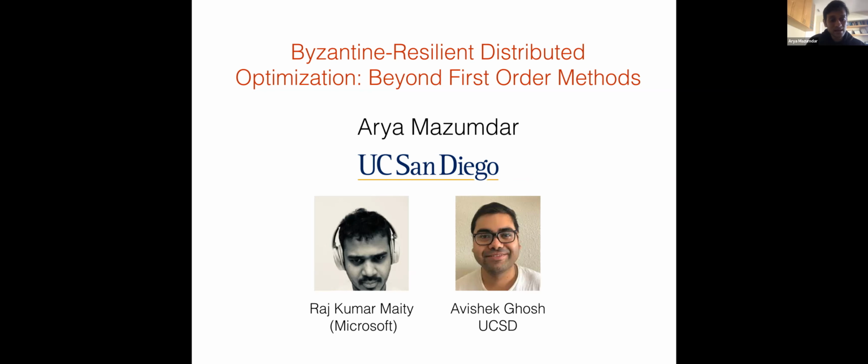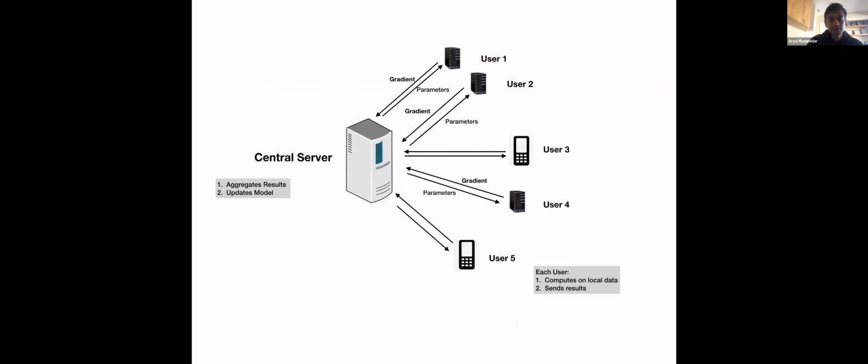Raj was my student at UMass Amherst who graduated last year, and he joined Microsoft. So we are going to talk about distributed optimization in a very specific setting, but it is sort of universally used, where there is a central server, and this is data-driven optimization for the purpose of machine learning training.